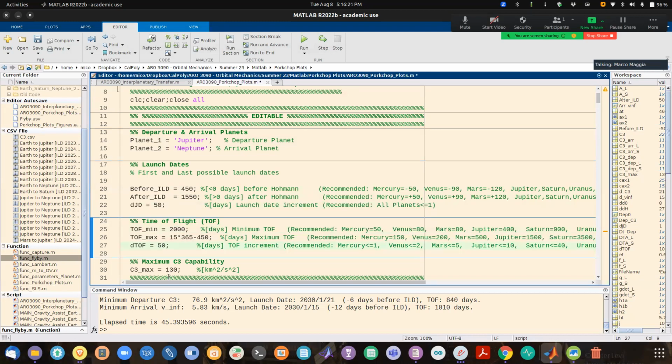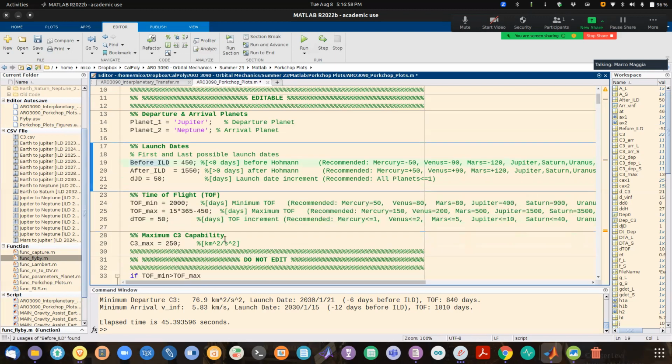What about the maximum C3 capability? Now, the C3 capability here is a fictitious C3 capability. It doesn't really refer to the capability of a rocket. We've already consumed all the fuel in our rocket. Now we're just flying. So here you should really put the maximum C3 that you are expecting at flyby. And that was the value that I told you to record earlier. If you remember, that was 250 kilometers squared per second squared. So let's check everything. Jupiter, Neptune. All right. Launch dates, time of flight, and maximum C3 capability.